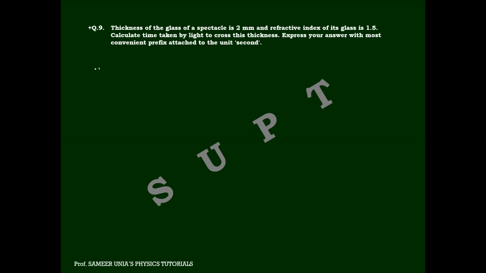Suppose this is a glass spectacle. The refractive index is 1.5 and the thickness is 2 mm. And light passes through the spectacle. So this is glass.